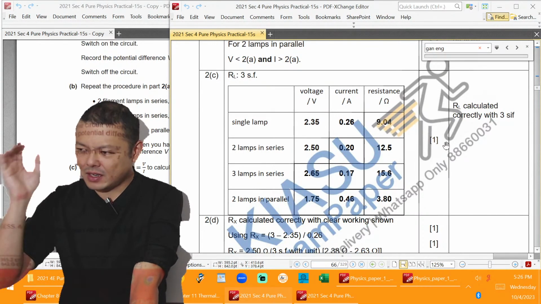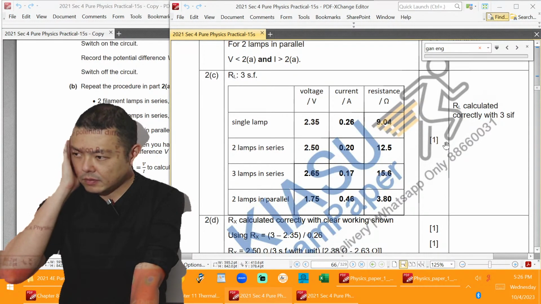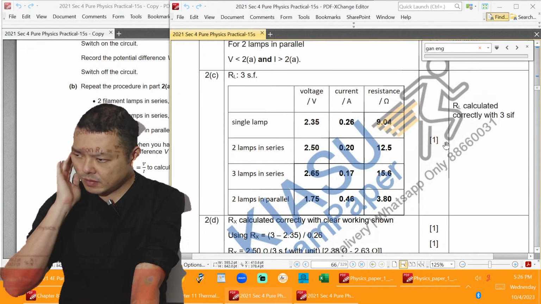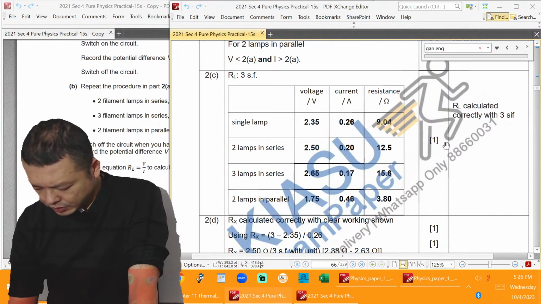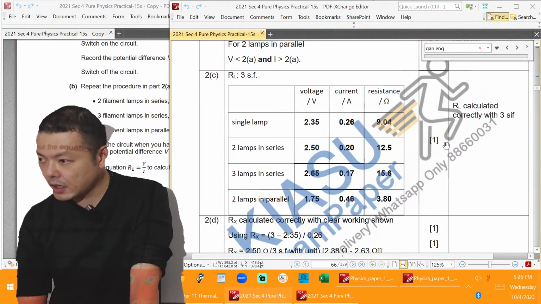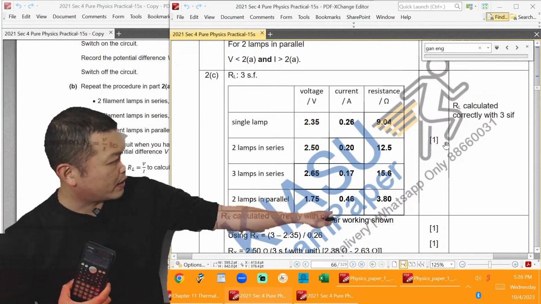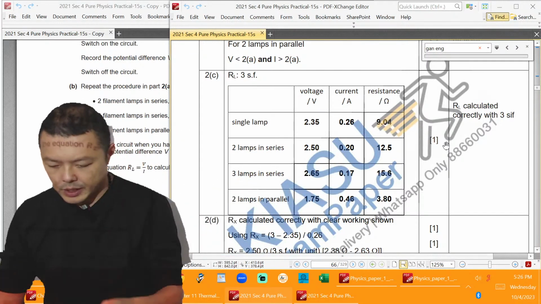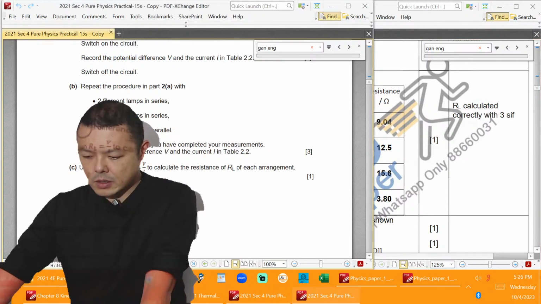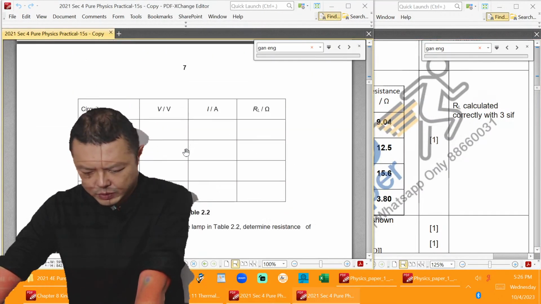How many divisions are there? I think it's 10. Maybe it's 0.8. So 0.2 divided by 20 divisions, each one is 0.01. So you can measure down to 0.01. That's why you can get 0.46, 0.17, 0.20. Okay, so at least you know now. Then find the resistance. So these are the values inside here. I think we don't have to worry about that.